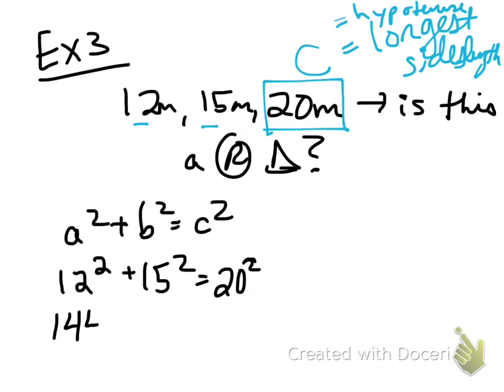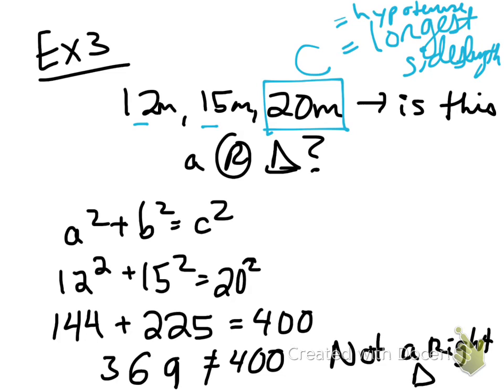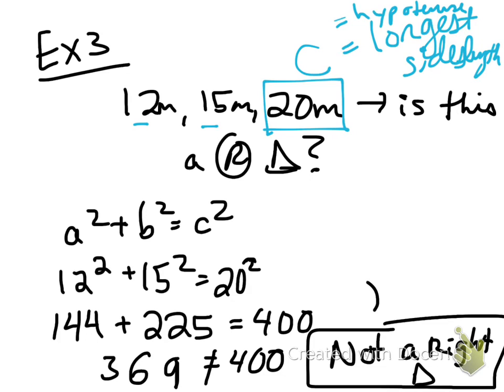Okay, so 12 squared is 144, plus 15 squared is 225, and 20 squared is 400. 369 equals 400. That is not true. 369 does not equal 400, so it's not a right triangle. Okay, this all here is your work to prove that it's not a right triangle.